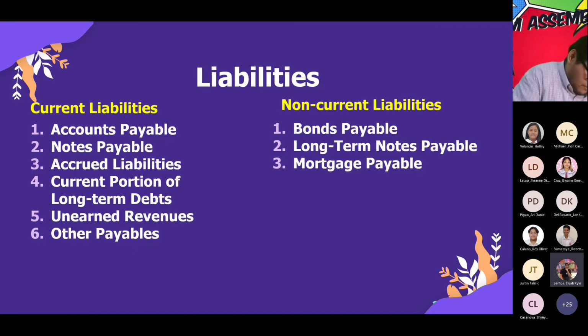Para rin po siyang accounts payable, pero yung unique po sa kanya is nasa written format po siya, basically yung parang promissory notes po. Kabaliktaran naman. No? Yeah. Okay. How about... mamaya na yung bonds payable na yan. How about yung accrued liabilities?